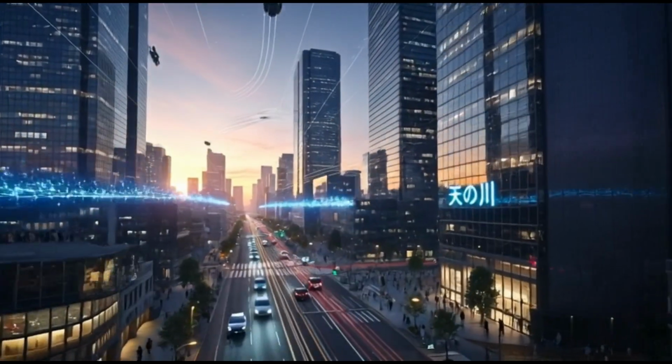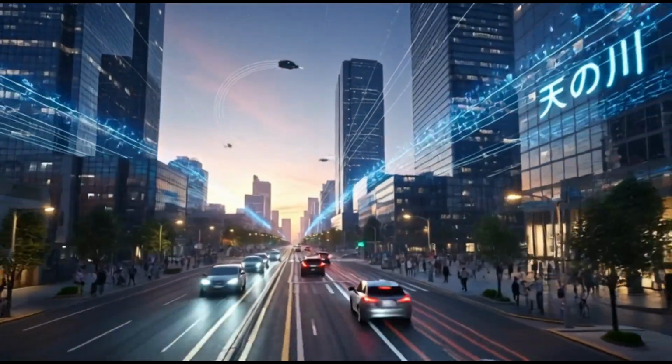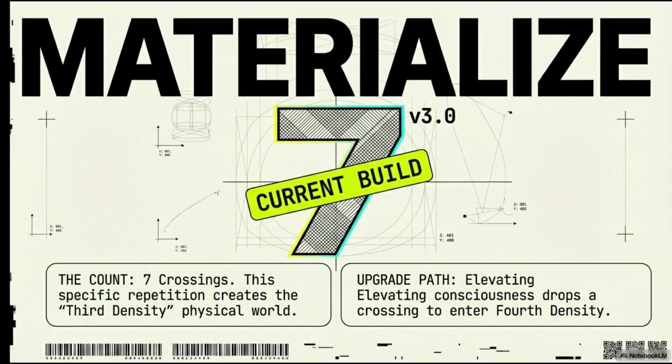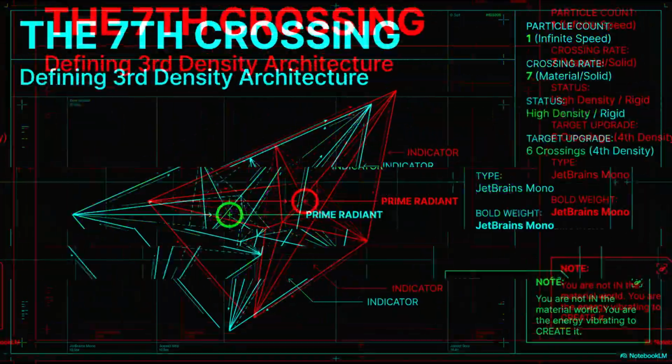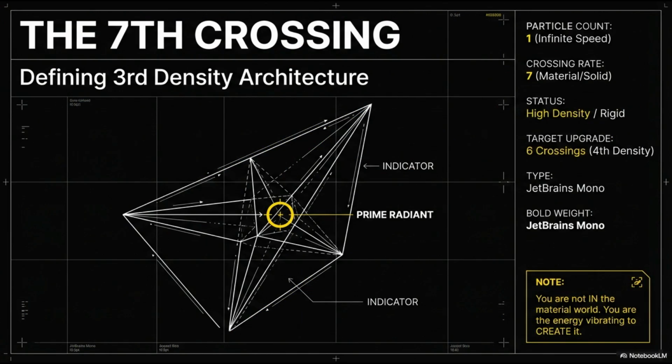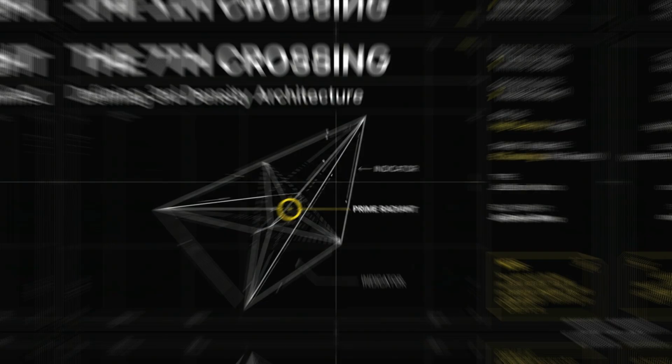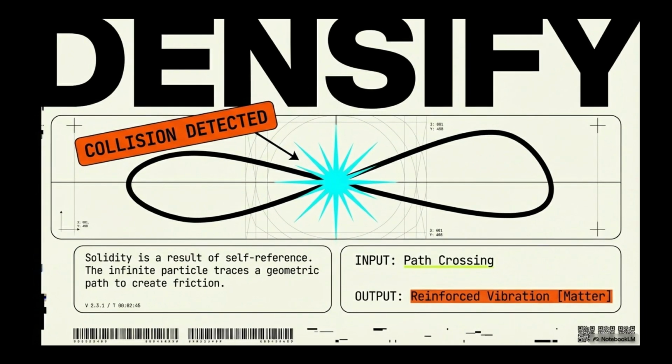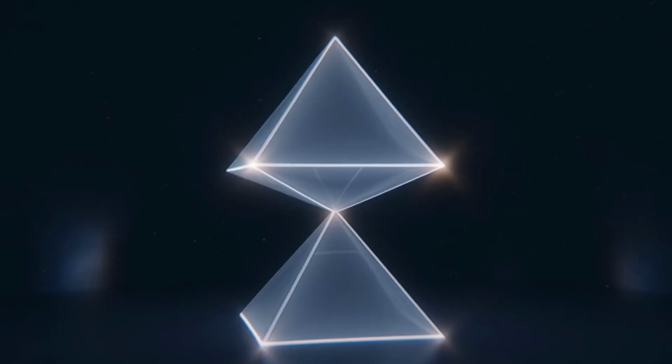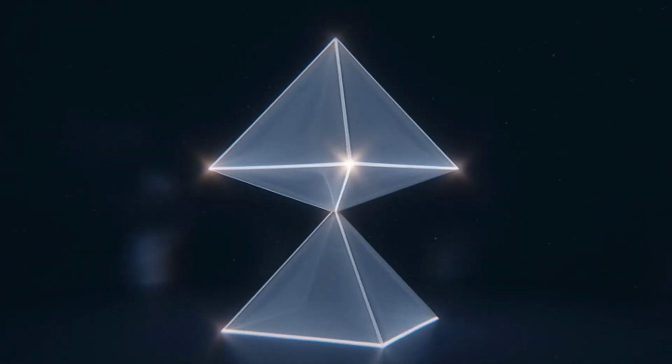The third density. In our specific physical universe, the prime radiant crosses its own path exactly 7 times. This specific level of densification creates the solid, material world we experience and recognize as third density reality. As consciousness elevates, it drops a crossing, becoming less dense and moving into the fourth density.